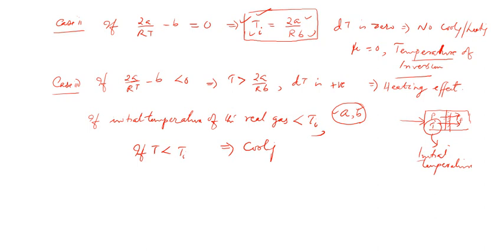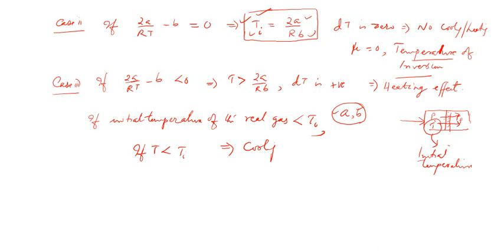For some gases it's greater than the room temperature, and for some gases it's lesser than the room temperature. Hope you remember, in our introductory lecture we said that hydrogen was an exception. Hydrogen and helium are exceptions, so at room temperature they will undergo a heating effect instead of a cooling effect.